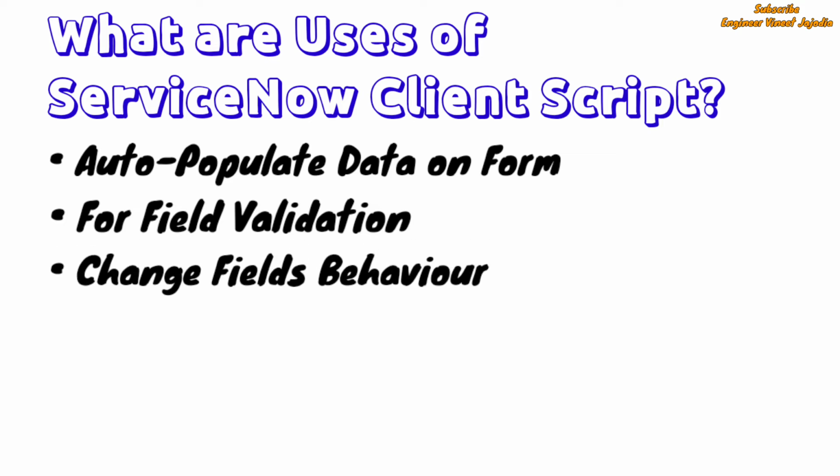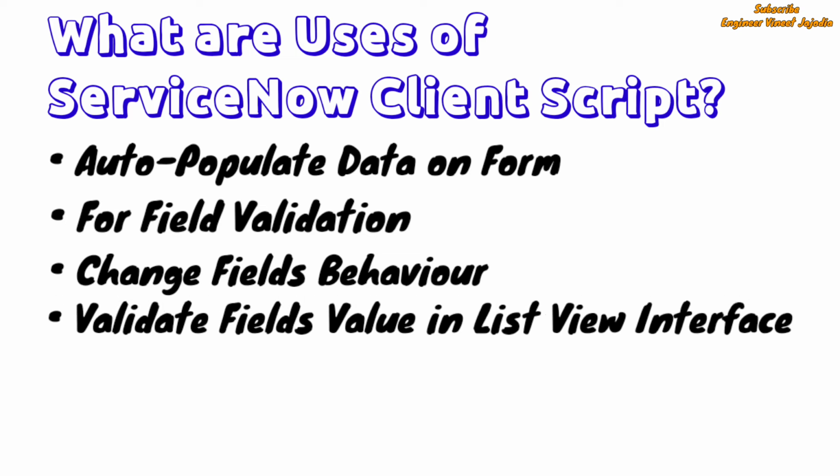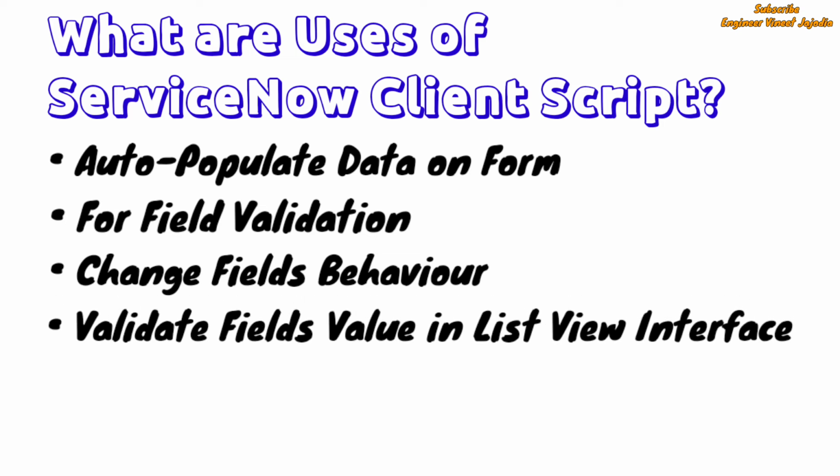We can change the behavior of fields depending on the behavior of other fields. If there is a change in a particular field and you want to make other fields hidden, visible, mandatory, or read-only because of that change, this can be achieved with the help of an onChange client script. We can put validation on a field's value in the list view interface of records of a table. If the user is not making a change on the form but in the list view interface, then we can use the onCellEdit client script.